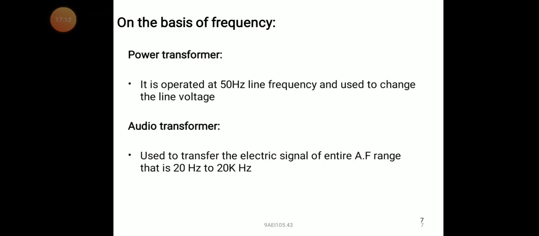This audio transformer is used to transfer the electrical signal of the entire audio frequency range, that is 20 Hz to 20 kHz.